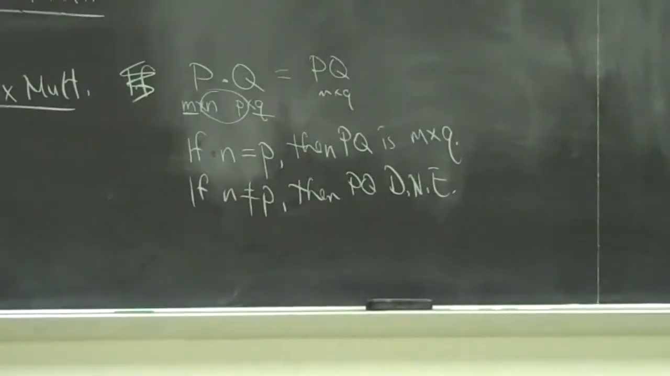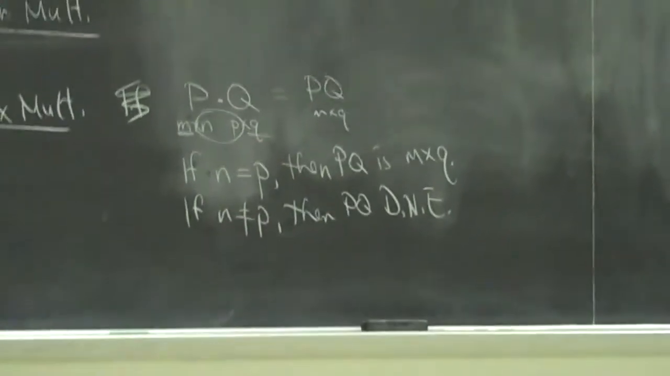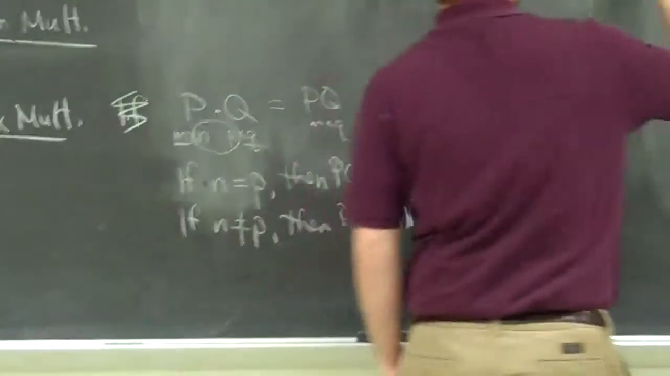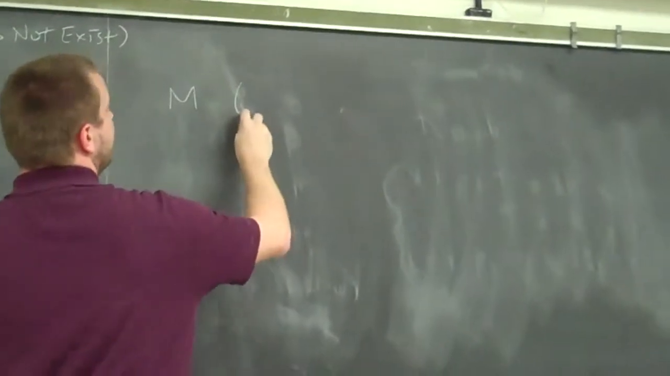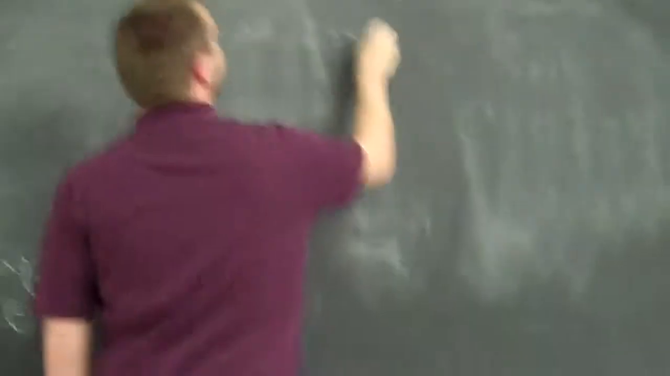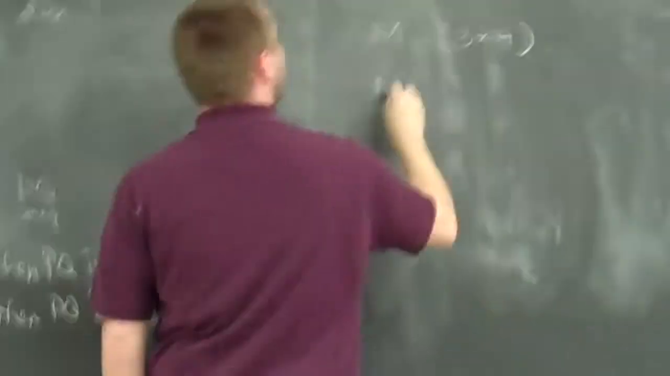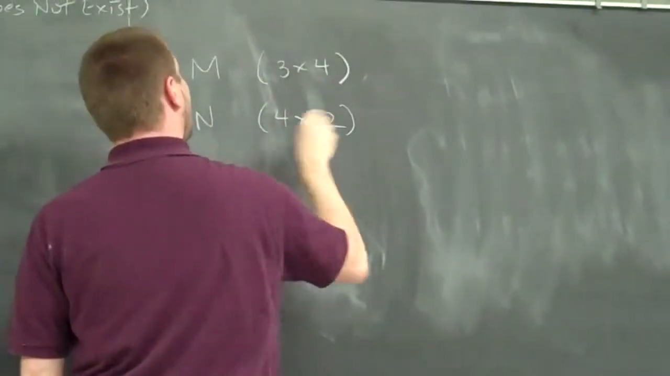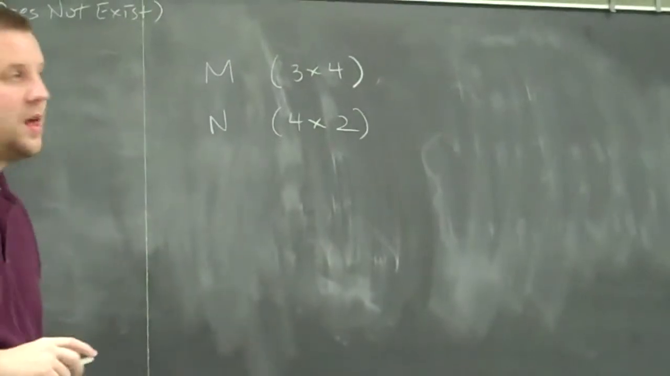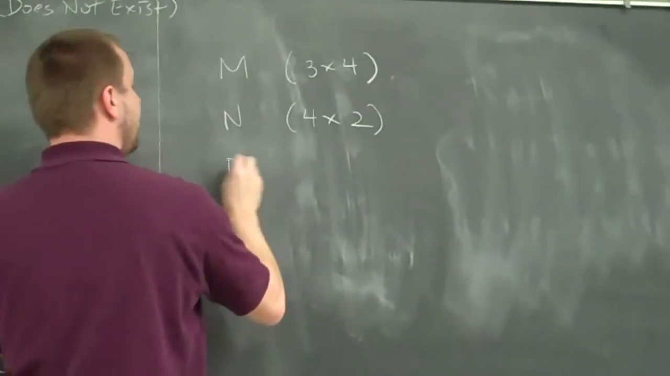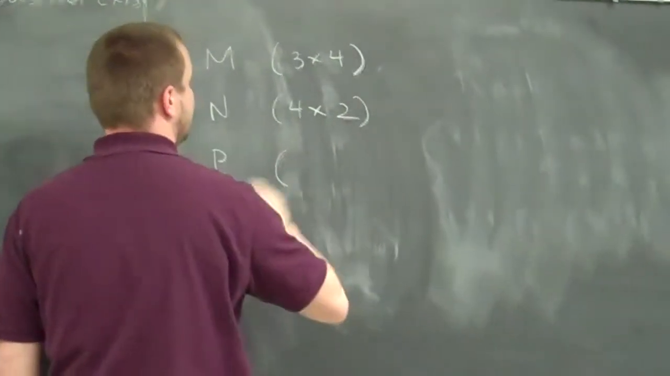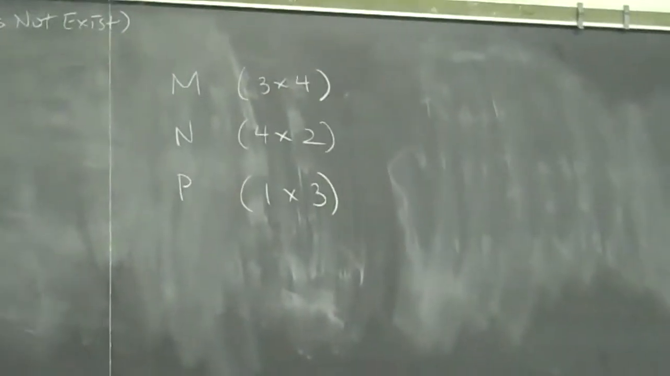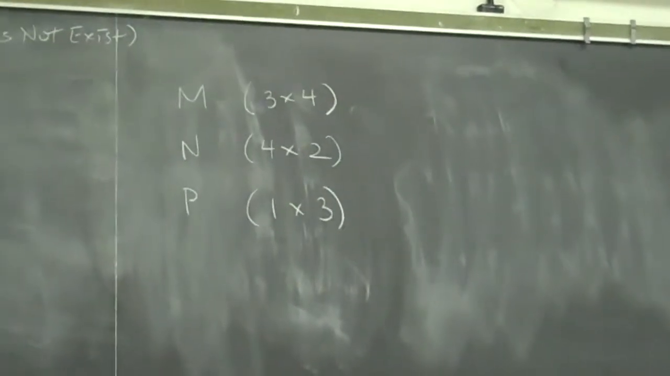Before we get to actually multiplying two bona fide matrices together, I want to play with these dimensions first. So let's make up some matrices. Let's say matrix M is a 3 by 4 matrix. Let's say matrix N is a 4 by 2 matrix. And let's say a third matrix P is a 1 by 3 matrix. And maybe I'll add a fourth one on in a second.